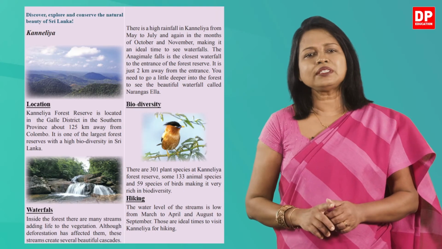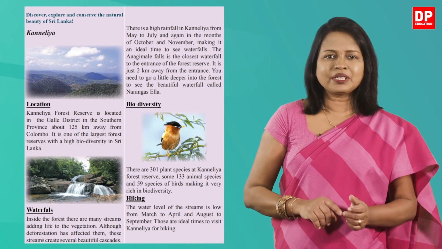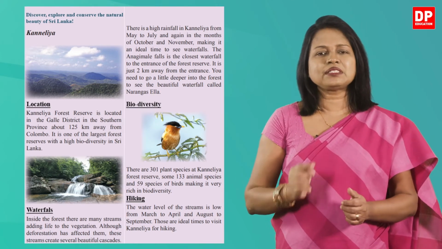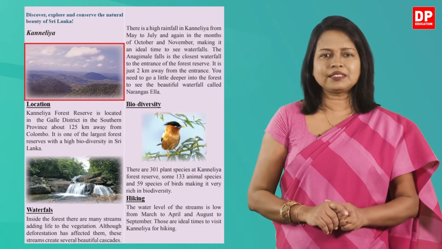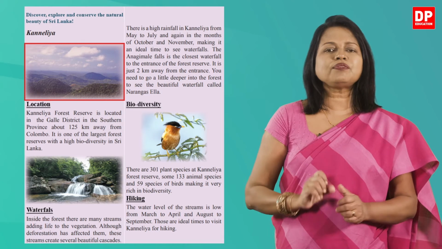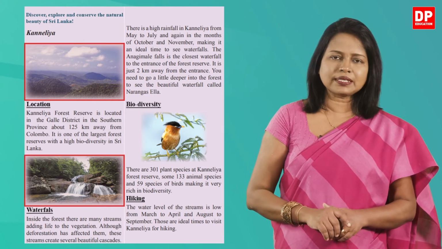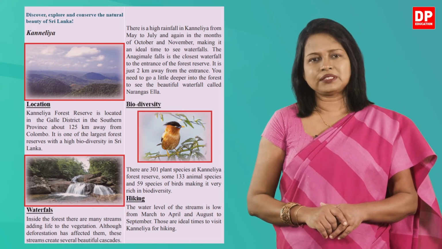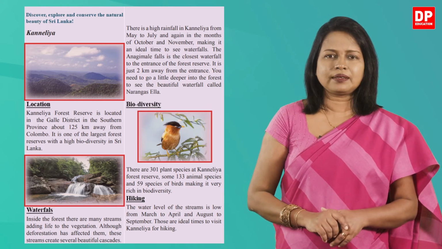Next you have to find the number of pictures and state what they are. Okay, there are 3 pictures. What are they? The first one is a picture of Kanneliya at a distance. What about the second one? It's a picture of a waterfall. It must be one of the waterfalls in Kanneliya forest. Next you have a picture of a bird. It's one of the bird species in Kanneliya.